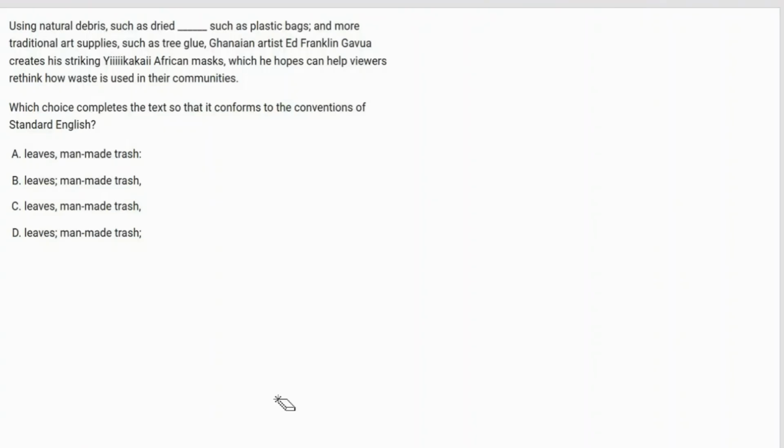So what is our question? Same thing, conventions of standard English. Let's get to the main question first. Using natural debris such as dried leaves, man-made trash such as plastic bags, and more traditional art supplies such as tree glue, Ghanaian artist, and so on.